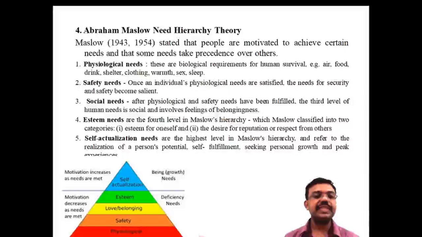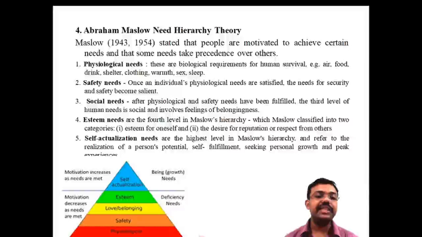Now after the physiological needs are satisfied, think about safety. We need safety, a job. Security is a very important element. So the second one is the safety need. Once an individual's physiological needs are satisfied, the needs for security and safety become salient. We need a safe job and safety. We need safe positions. So we naturally think about the second category of need, that's the safety need.